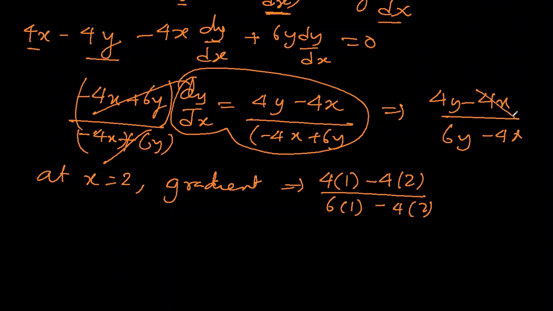And please never cancel these two with a negative in between. They are never cancelled. Some of you make this mistake. Don't do that. So 4 minus 8 is minus 4. 6 minus 8 is minus 2. They cancel. 4 over 2 is 2. This is the gradient of the curve.